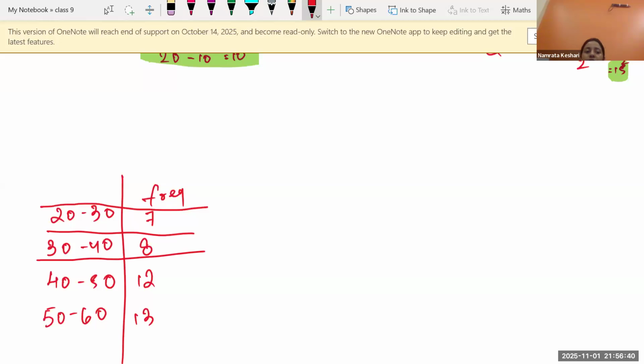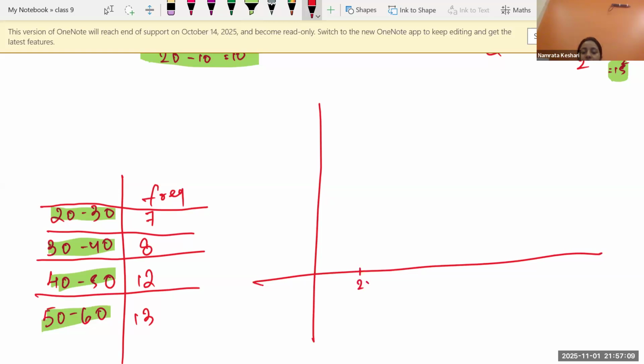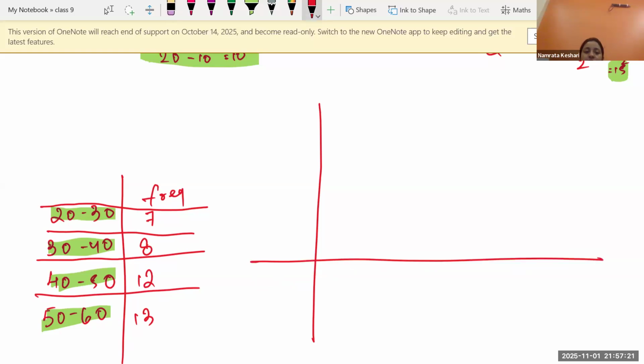So first of all, before drawing the histogram, we need to check whether our class sizes are the same or not. I mean this class size, this class size, this class size, and this class size. If all these class sizes are the same, then we can directly go ahead and draw the histogram. How? We just need to write these class intervals along the x-axis: 10, 20, 30, 40, 50, like that. And the frequency we always maintain along the y-axis. So you can take the gap 2, 4, 6, 8, 10, 12, 14, like that.